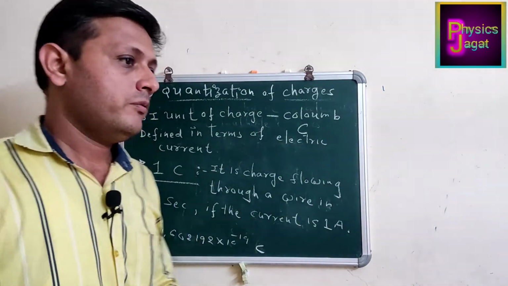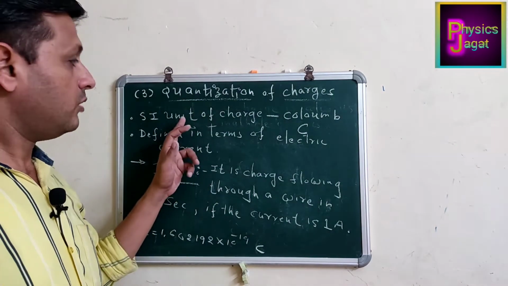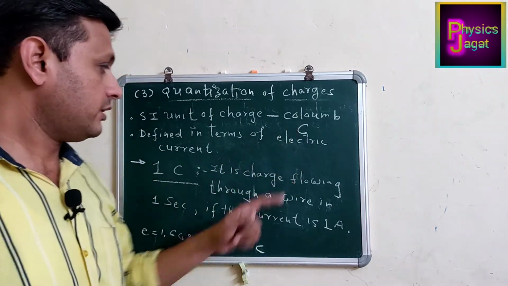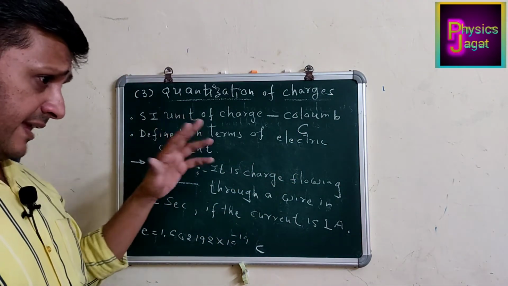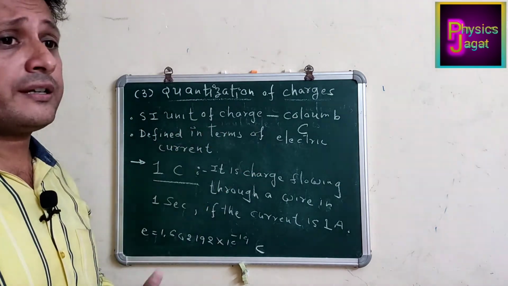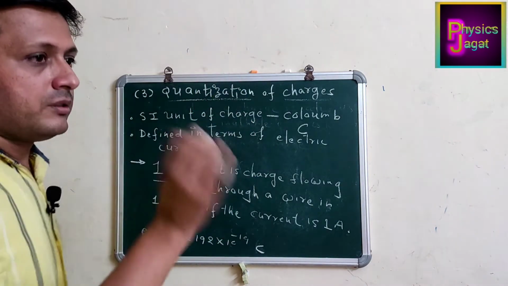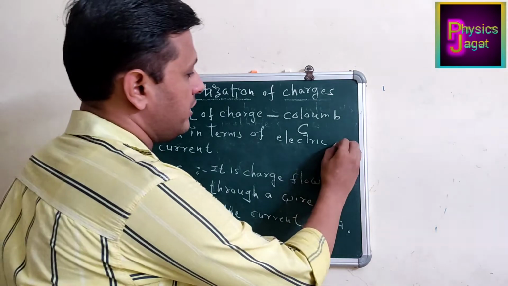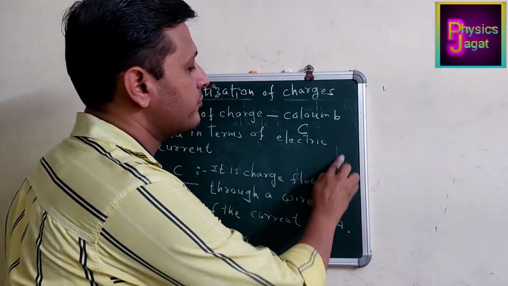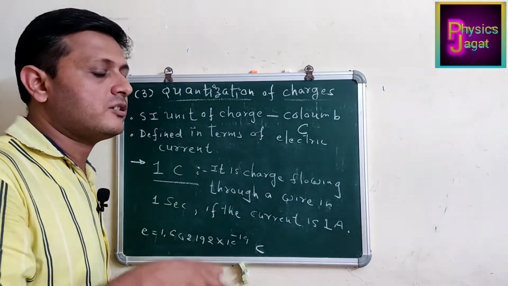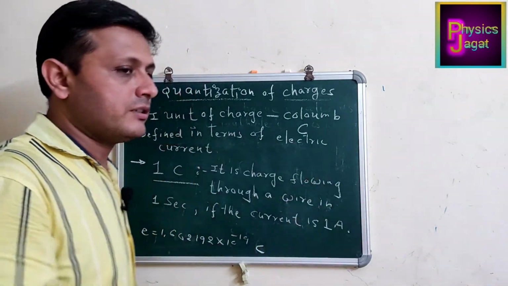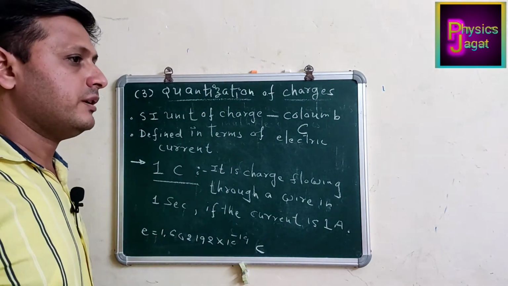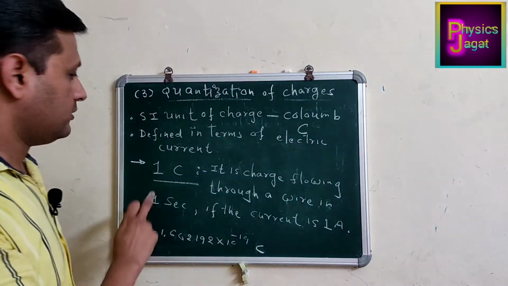Now, the SI unit of charge is the coulomb, denoted as C. This SI unit of charge is defined in terms of electric current. Friends, we still haven't studied electric current, but a very rough idea is that electric current is the moving of charge, the moving of electrons inside the conductor. From now onwards you can remember it like that: moving of charge inside the conductor is electric current.